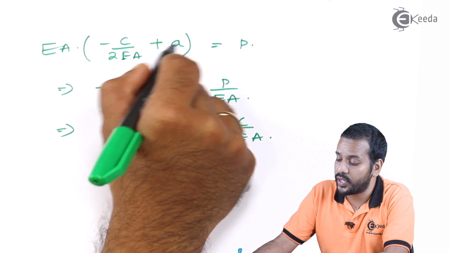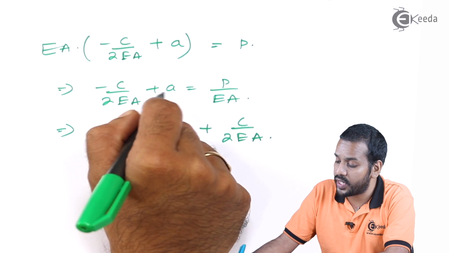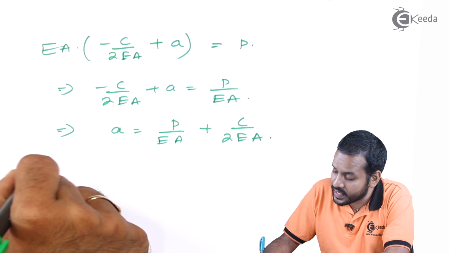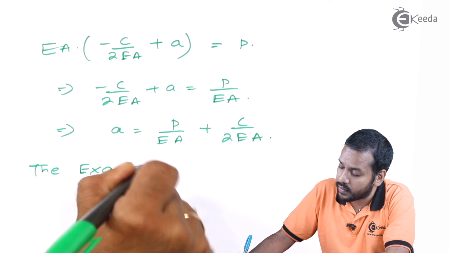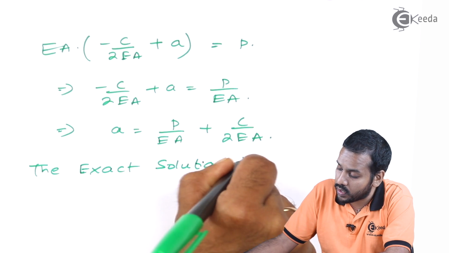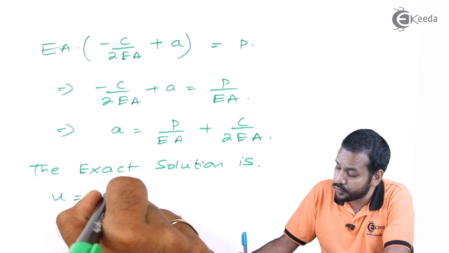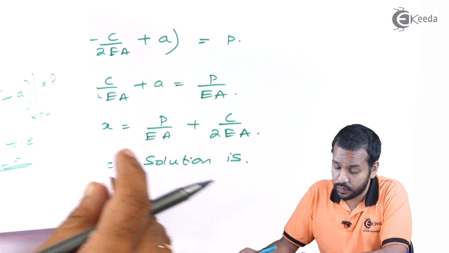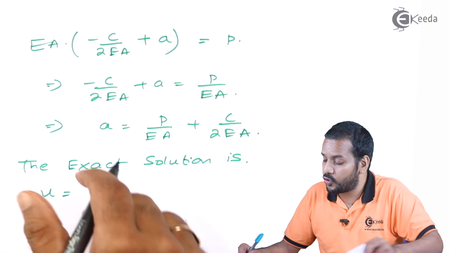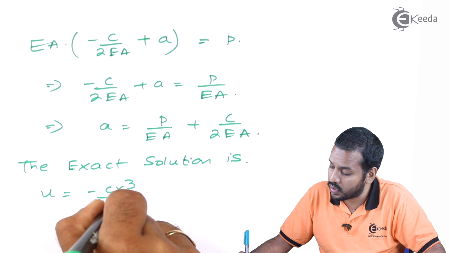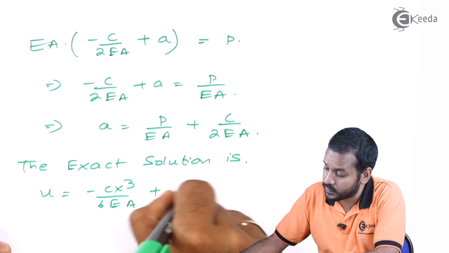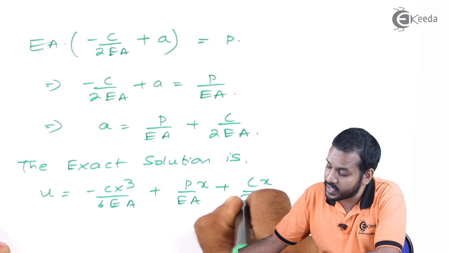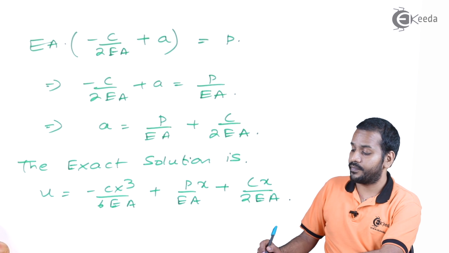So EA into minus C by 2EA plus A is equal to P. So minus C by 2EA plus A is equal to P by EA. So A is nothing but P by EA plus 2C by 2EA. Now the exact solution is u is equal to, what is the polynomial we got? Not polynomial, yeah. What is u? U is nothing but minus cx cube by 6EA plus p by EA into x plus cx by 2EA.